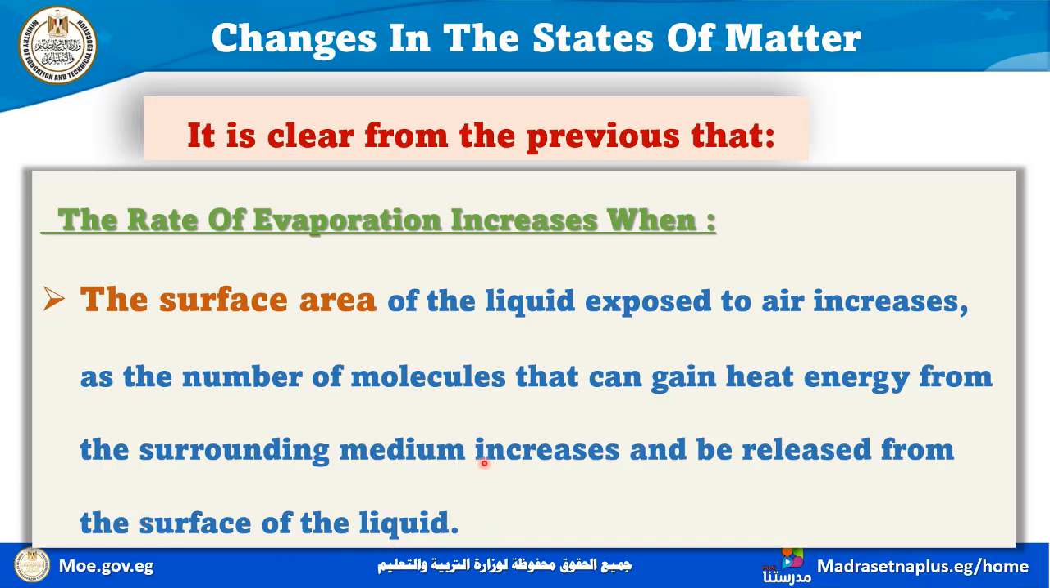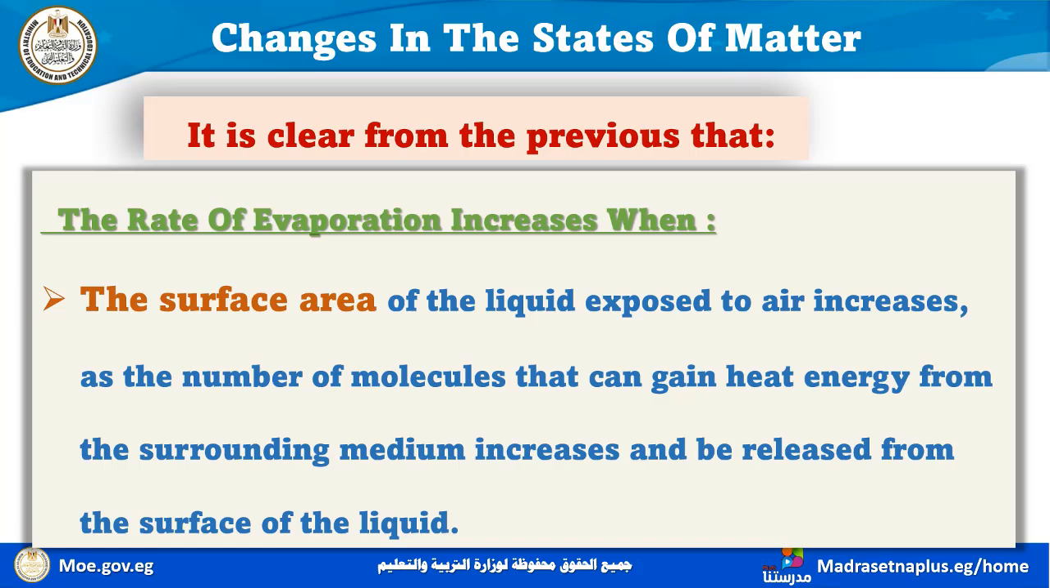So when we have a large surface area, a lot of molecules will be exposed to the surroundings, and so this allows the molecules to escape easily from the surface to the surroundings. While if you have only a small surface area, the number of molecules exposed to the surroundings will be very small, and so the rate of evaporation will decrease.